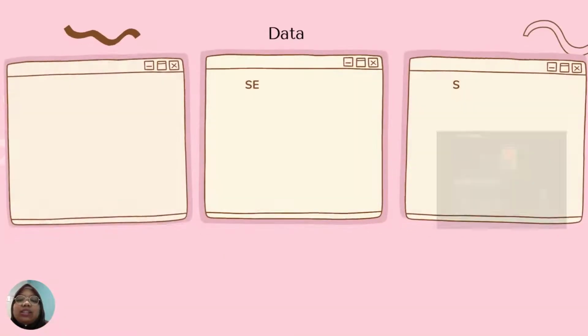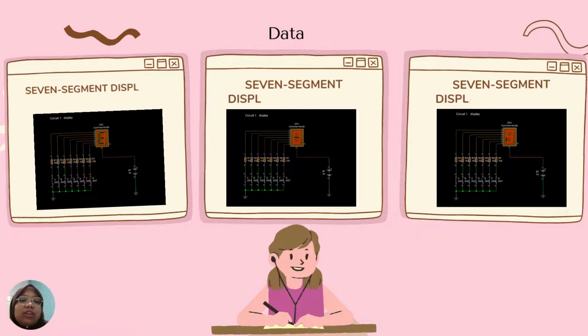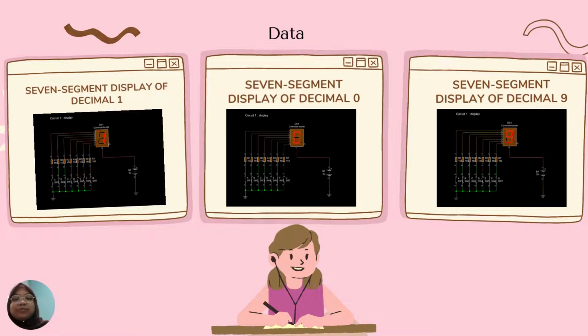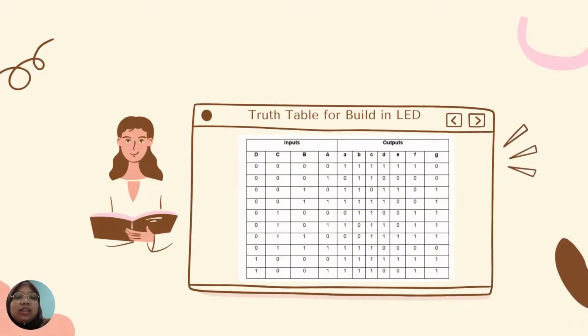Alright, now we will look at the data of this experiment. So in figure 1, it is the 7-segment display of decimal 1. In figure 2, it is the 7-segment display of decimal 0. And then lastly, in figure 3, it is the 7-segment display of decimal 9. Then we will look at the truth table for the built-in LED. So the inputs are A, B, C, D, and then the outputs are recorded and collected from the data.